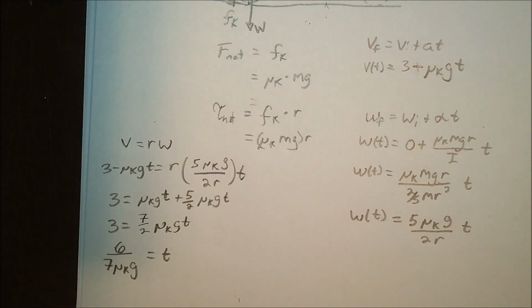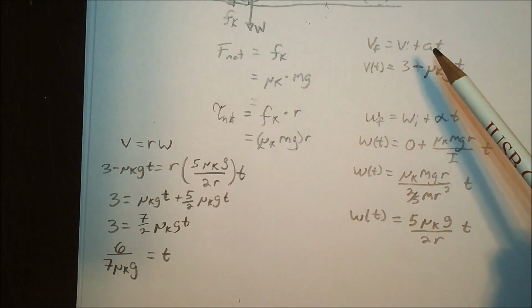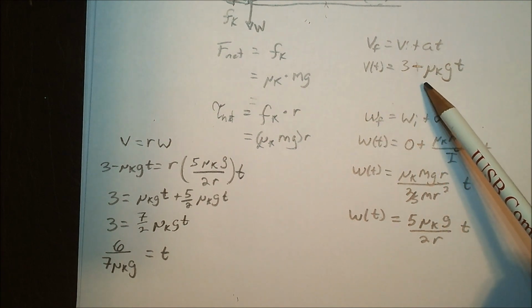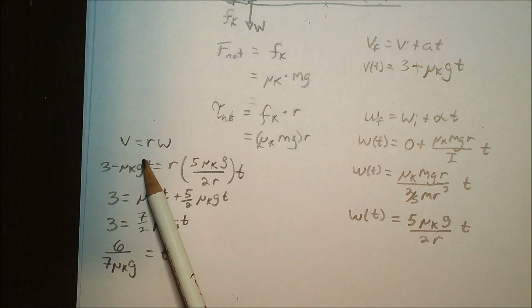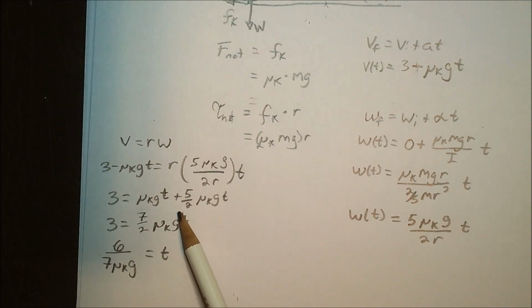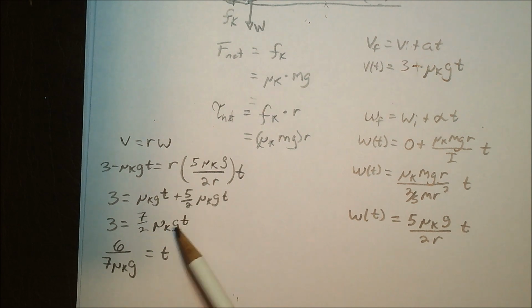Okay, so now we know v equals r omega. We can use that idea and plug in the equation for translational velocity, and we could plug in the equation for angular velocity. And then we could just simplify this. So the r's will cancel. I could combine the t terms, so I'm bringing this over. And so I got a common 7 mu k times g t. And again, you would probably plug in mu k and g. And then solving for t, I get 6 over 7 mu k g. And so that's my time.